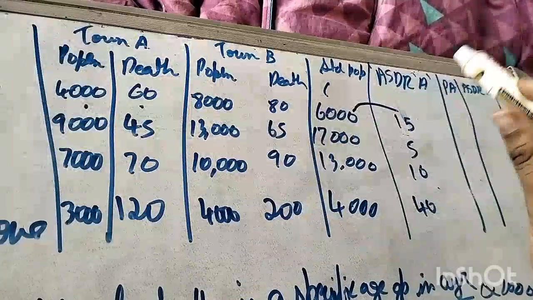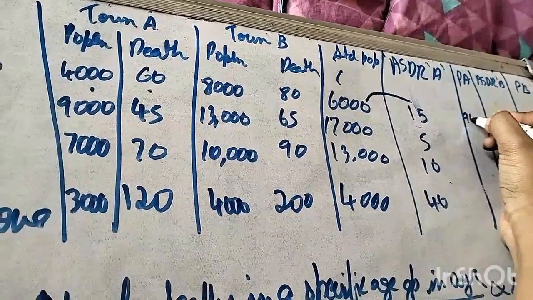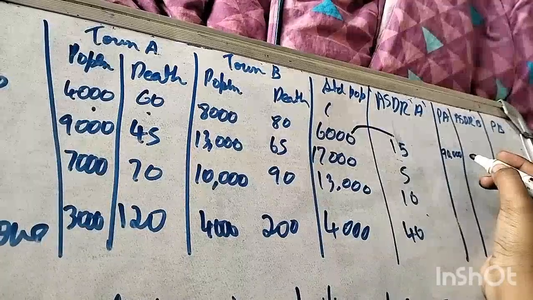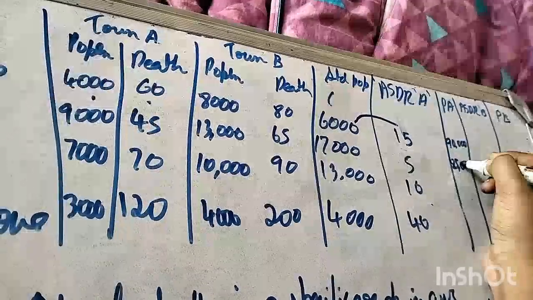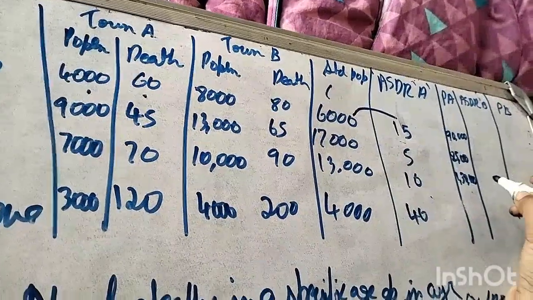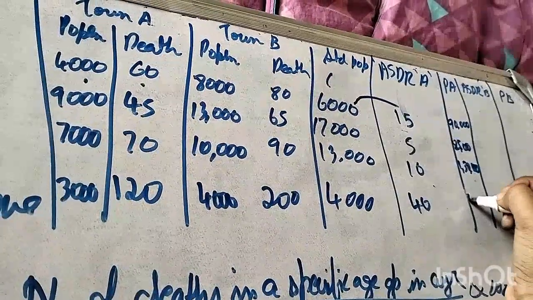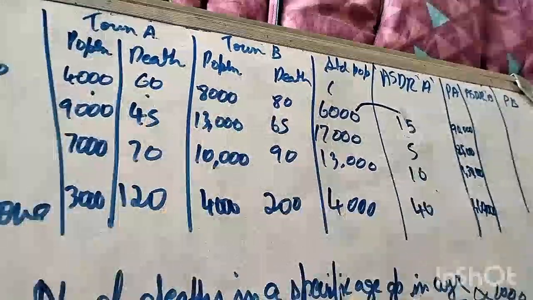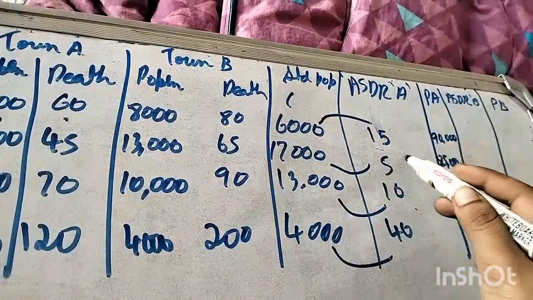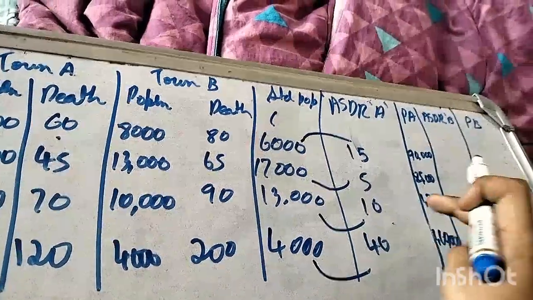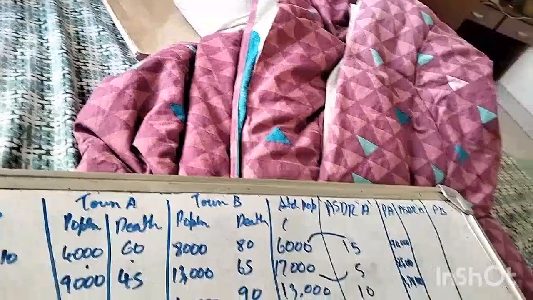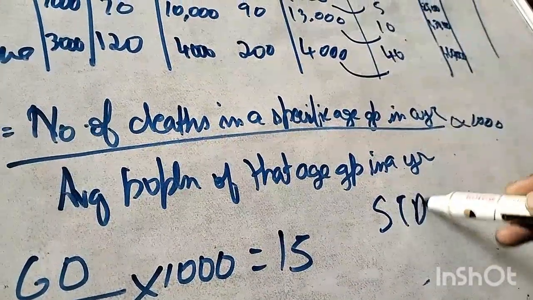P is nothing but the standard population. 6 into 15, 90,000. 85,000. 1 lakh 30 and 1 lakh 60. PA, you multiply these two, okay? 70,000 into 5, 30,000 into 10, 4,000 into 40.